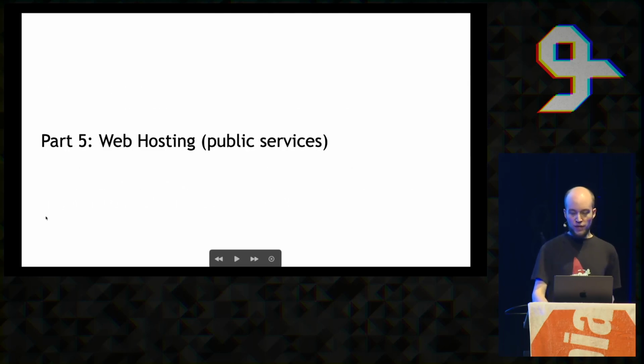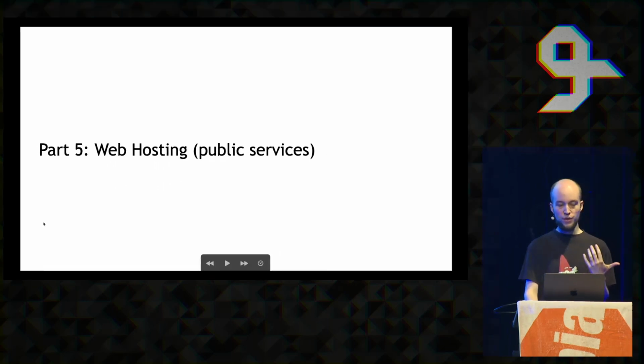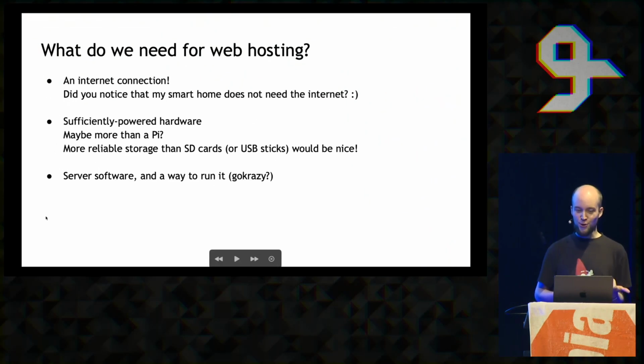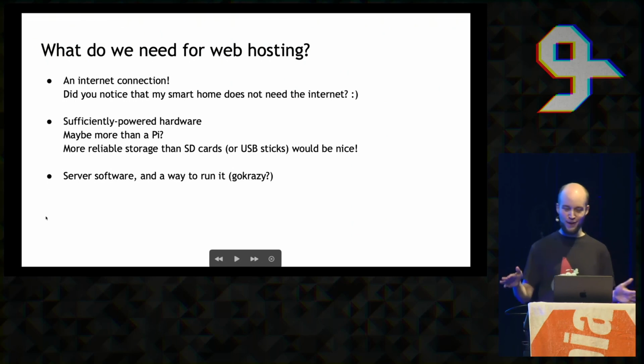All right, so that's pretty cool, but we don't only self-build stuff, we might also want to self-host stuff. Not everybody can build their home in Go. So what do we need if we want to escalate this to web hosting? I think there are 3 things. We need fundamentally an internet connection. In fact, did you notice that my smart home doesn't need an internet connection? It's entirely local and offline.